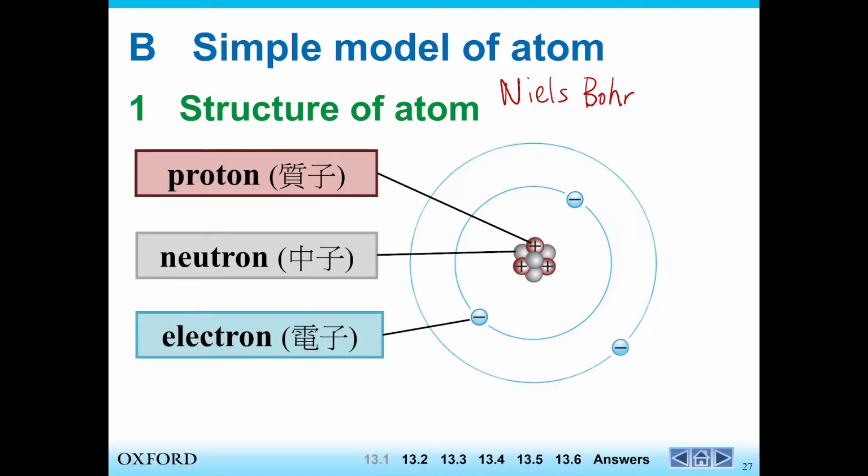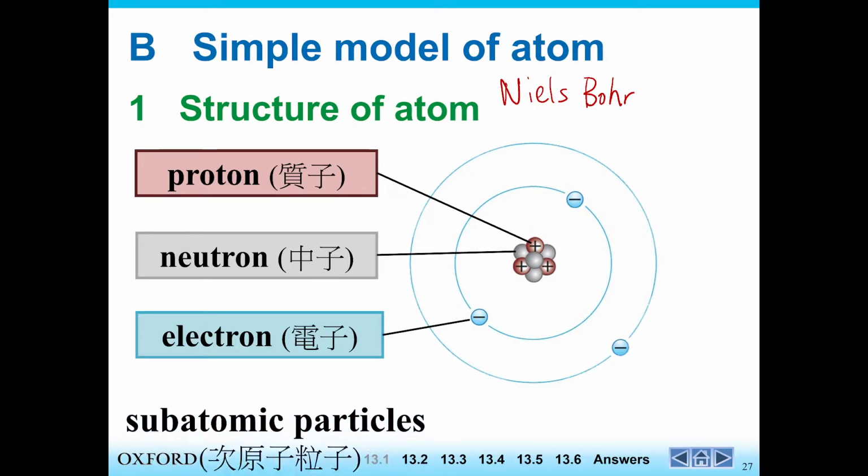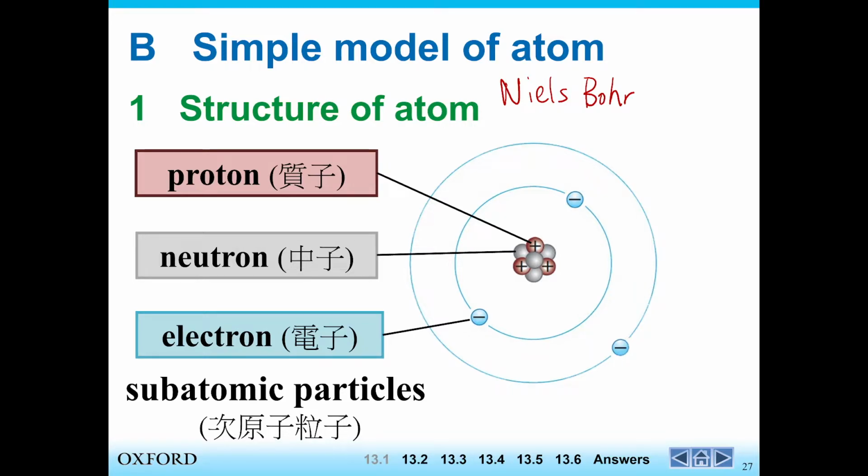And also you have electrons. Electrons here are negatively charged. All of these we call subatomic particles, and they are really, really tiny, really, really small.